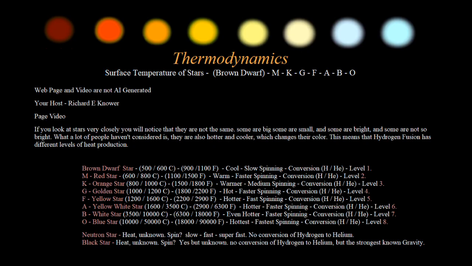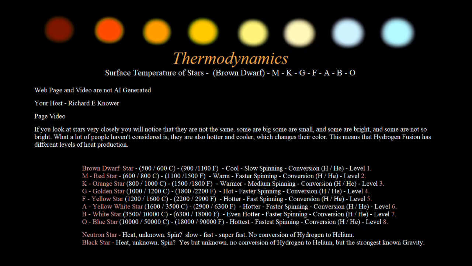Brown dwarf star, cool, slow spinning conversion hydrogen helium, level 1. M, red star, warm, faster spinning, conversion, hydrogen helium, level 2. K, orange star, warmer, medium spinning, conversion, hydrogen helium, level 3.